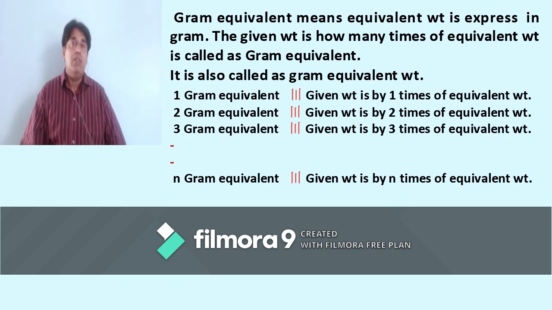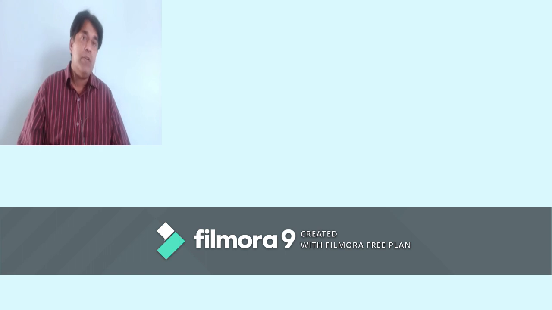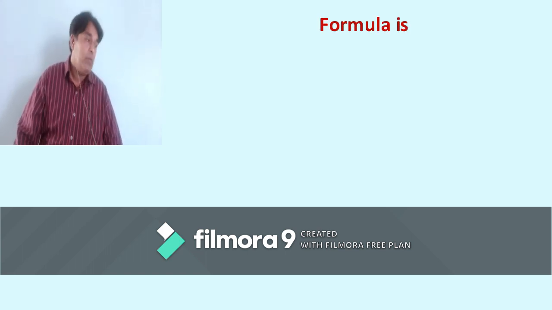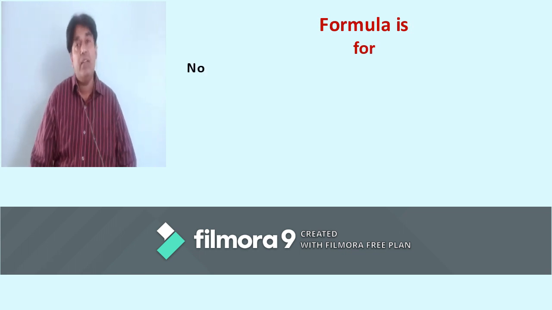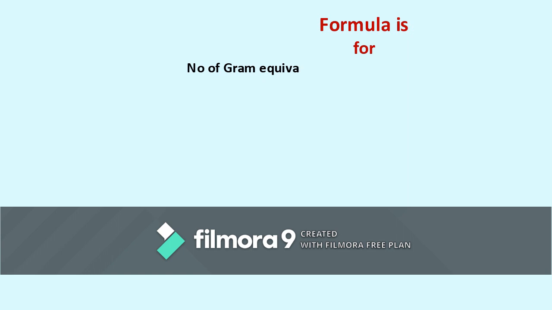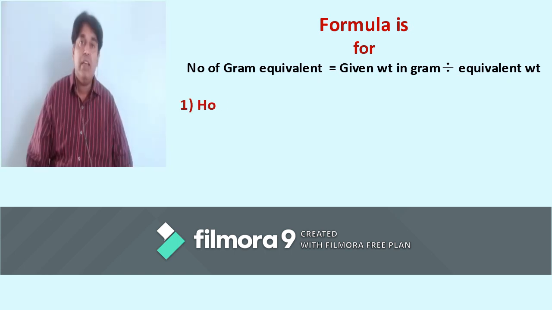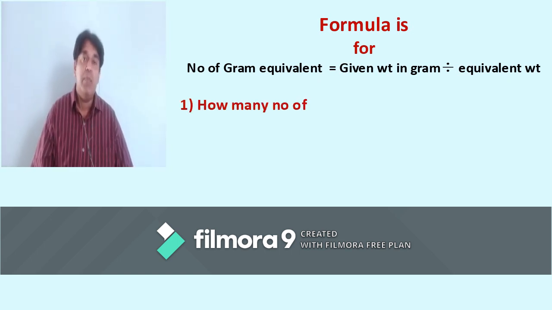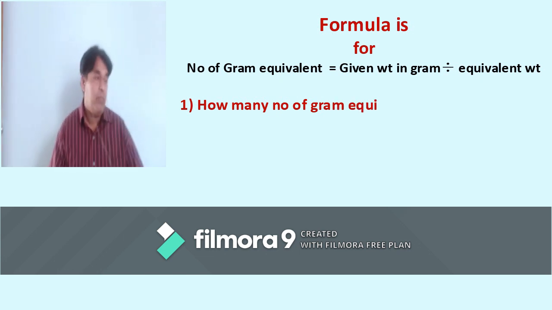Now friends, the formula for determination of number of gram equivalent is equal to given weight in gram upon equivalent weight. Let us discuss some problems on this basis.